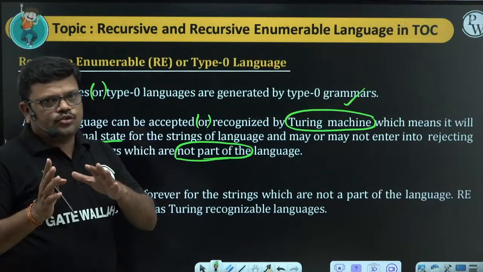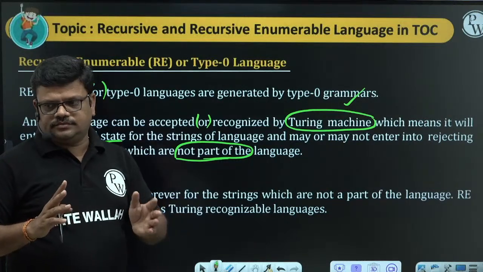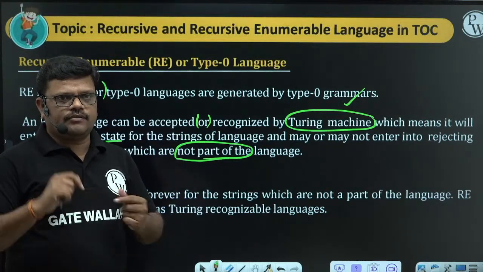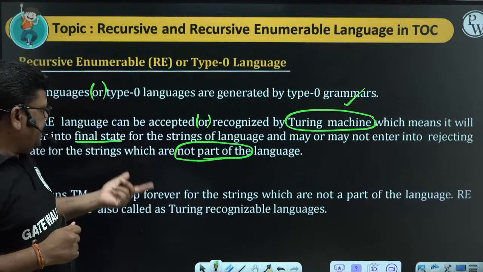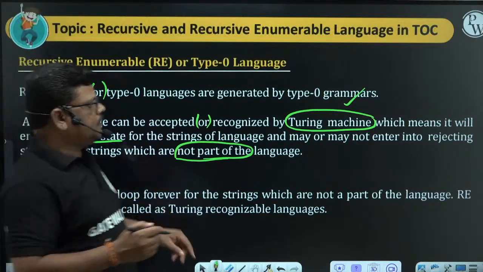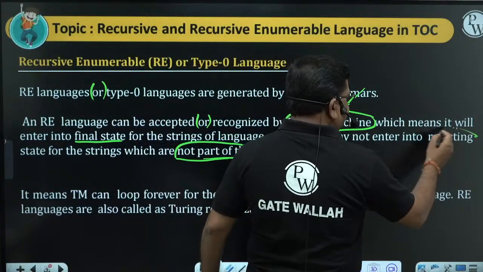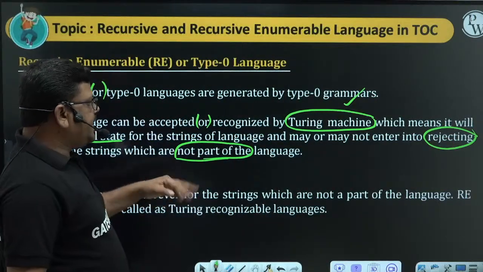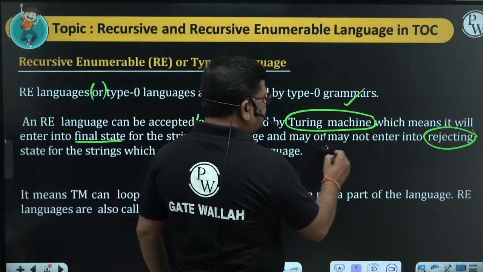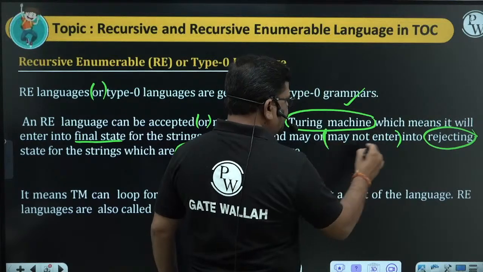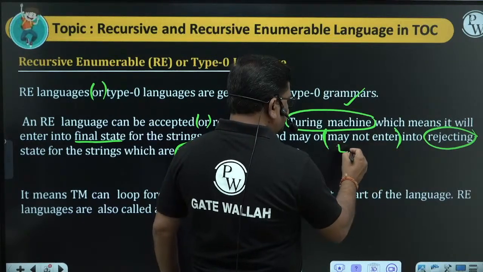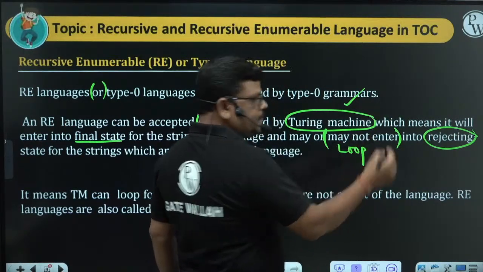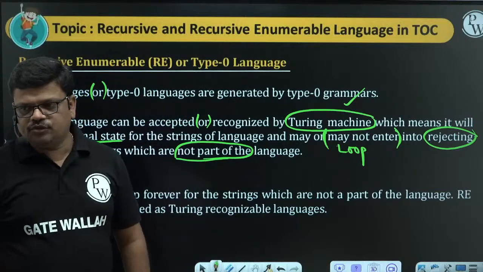If the strings do not belong to the language, it may enter into the rejecting state or may not enter into the rejecting state. What does it mean, may not enter? The meaning of may not enter is entering into a loop, an infinite loop. That is the meaning of this.